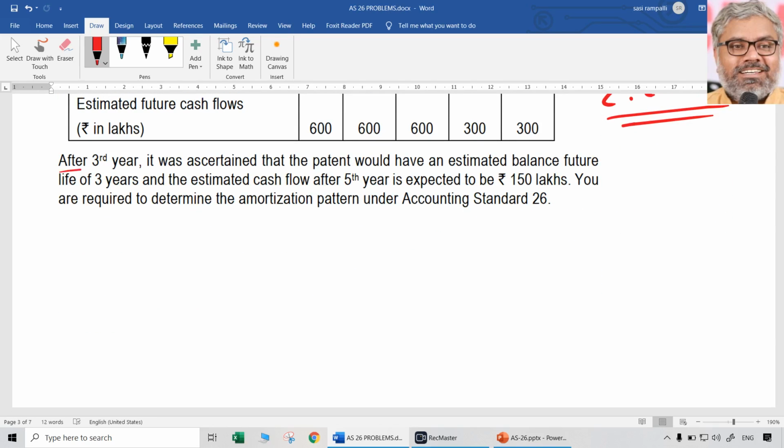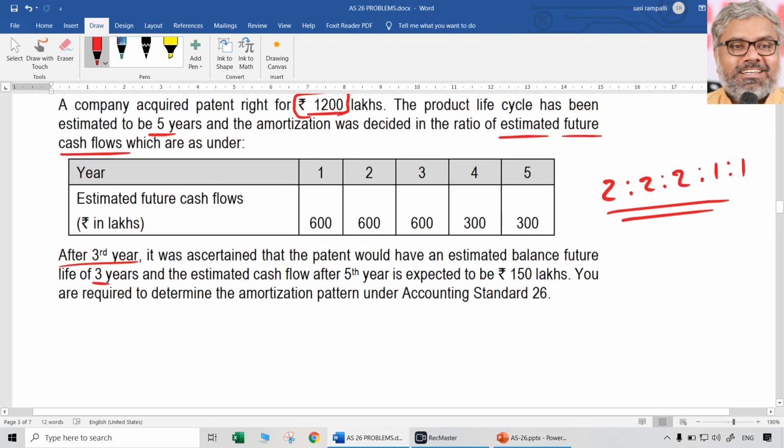After the third year, it was ascertained that the patent would have an estimated balance future life of 3 years. That means what? Total life of 6 years now. So 1 more year is added to the life, which was originally not contemplated. Originally there were only 5 years. Now it will be useful for 1 more year, because from the end of third year onwards, it is going to have an estimated balance future life of 3 years. So end of third year onwards, balance 3 years means 4th, 5th and 6th years.